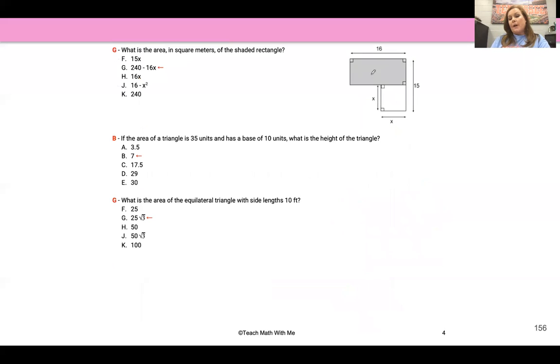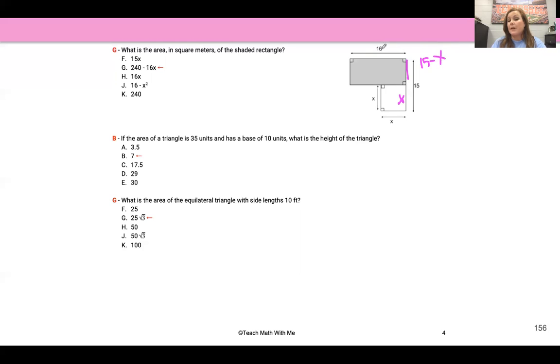Here, they want to know the area of the shaded region. Again, look at your answers. There's X in the answer. So you already know going into this, X is going to be in my answer somewhere. There's several different ways that you can solve this. So we know this is a square, so this is going to have a length of X. If this whole thing is 15, then this length from here to here is going to be 15 minus whatever X is.